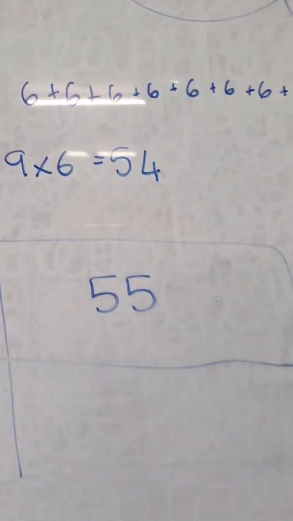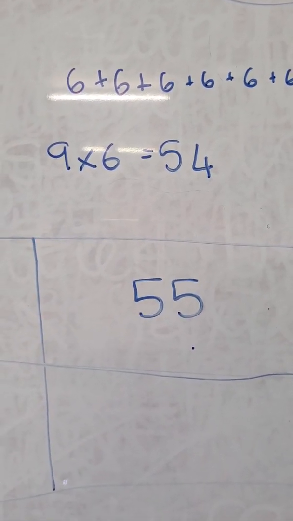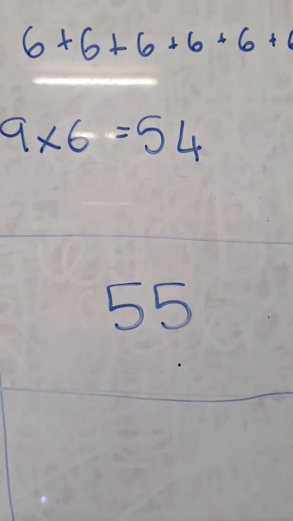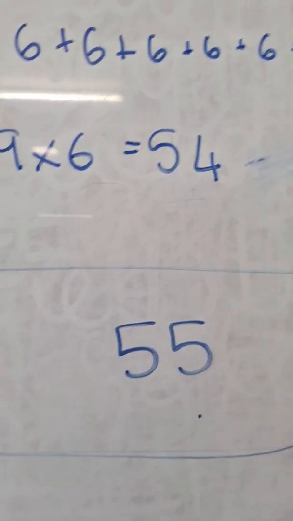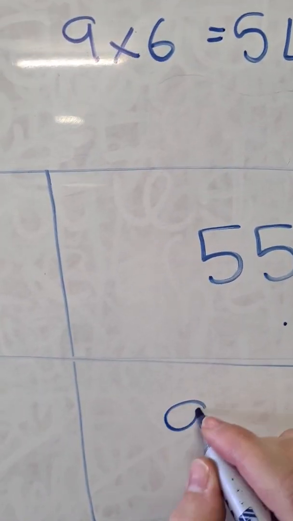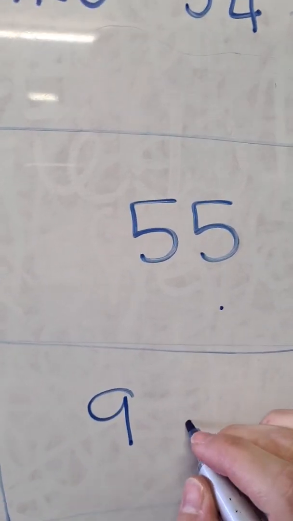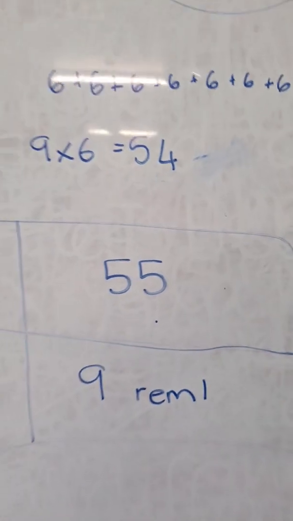There we go. But my number wasn't 54, my number was 55. So what I'm going to say is 55 take away 54, which is 1. So that means my remainder is 1, so I'm going to say here, 6 goes into 55 9 times, remainder 1. Okay, I hope that all makes sense.